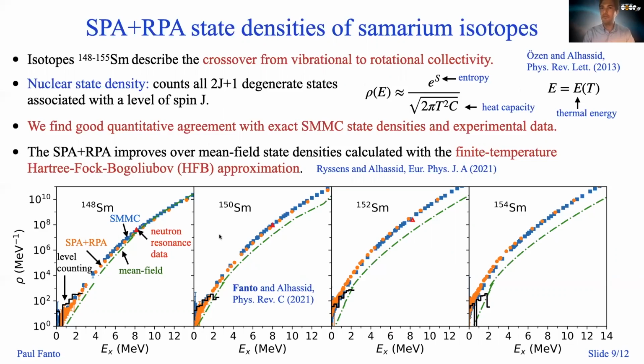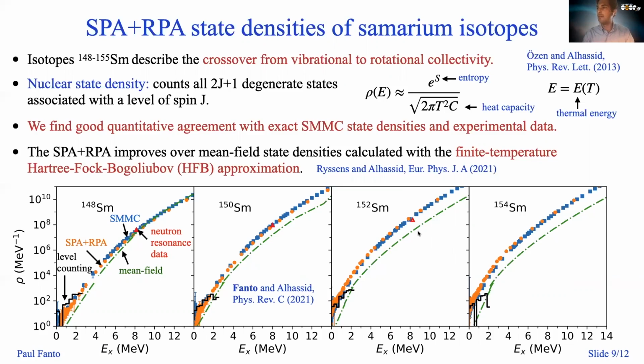We show the results here for the even mass samarium isotopes. The SPA+RPA state densities shown by these orange circles are in excellent agreement with exact state densities that we calculate using the shell model Monte Carlo method or SMMC method, which I briefly discussed a few slides ago. We also find that the SPA+RPA is in reasonable agreement with experimental state densities from the counting of levels at low energies and from the spacing of neutron resonances shown by this red triangle.